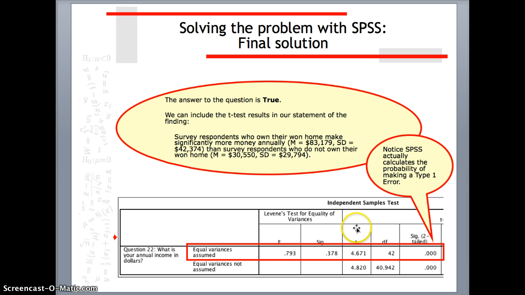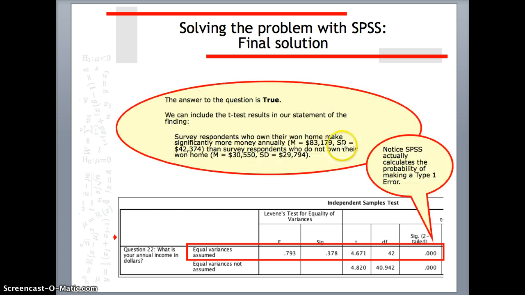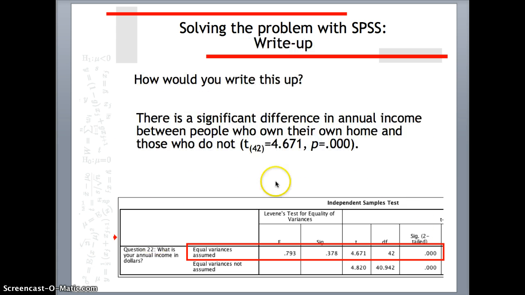The t goes in the t equals. The degrees of freedom go next to the t in parentheses, and your significance is the p equals part. That's as hard as it gets. So here is, based upon this, what you'd have. T with 42 degrees of freedom, I get that from there, equals 4.671, which is right there. P equals 0.000, which I get from there.